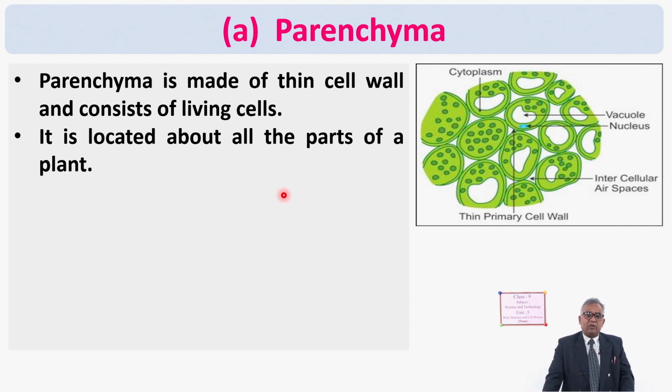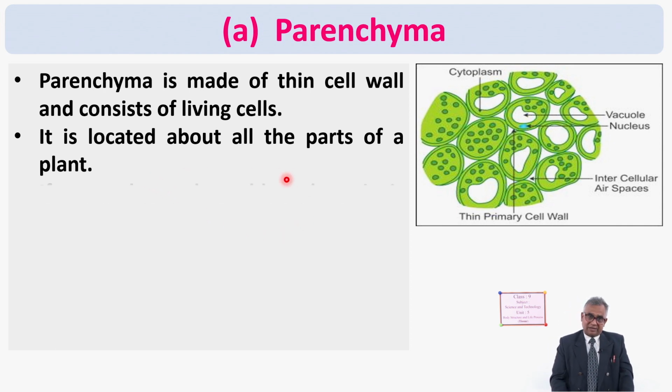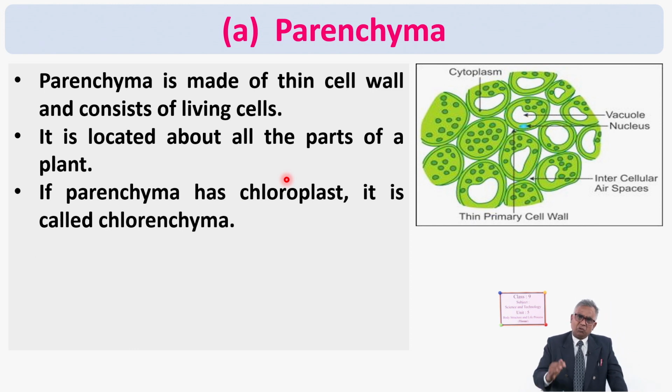It is located in all the parts of the plant. When I introduced you to the tissues found in the plant's body, I told you about cortex, I told you about pith. So they cover the maximum region of the plant. So they are made up of what? Parenchyma. So it is located in all parts of the plant, in leaf, stem, root, everywhere, and maximum volume is filled by it, covered by it.